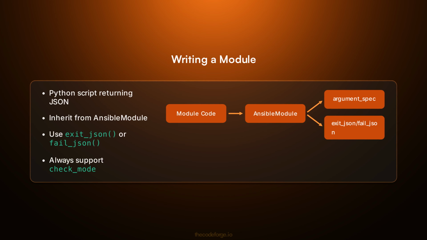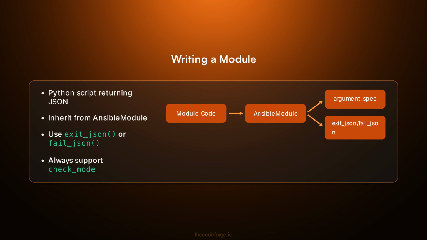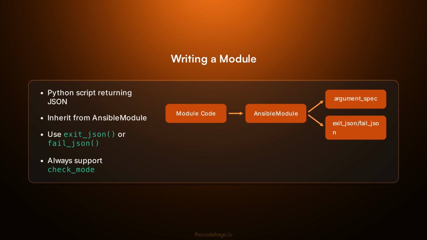Modules are Python scripts that return JSON. Ansible executes them on the target host. Your module must inherit from AnsibleModule and call module.exit_json or module.fail_json. The argument spec defines your parameters. Always use supports_check_mode=True. Your users will thank you.